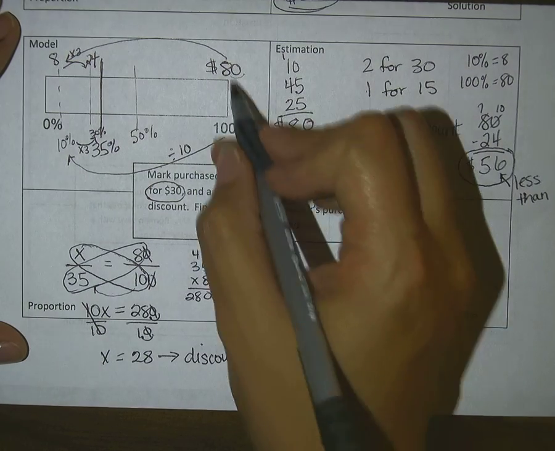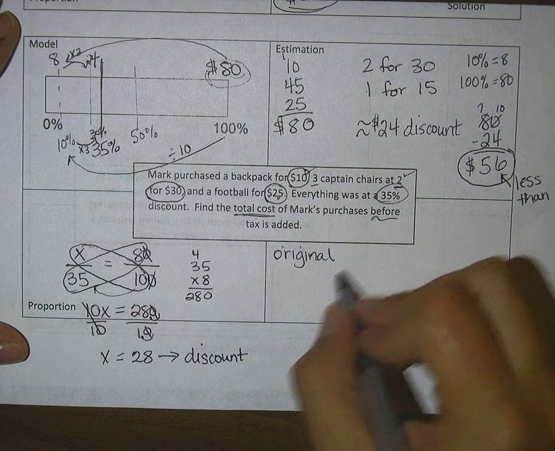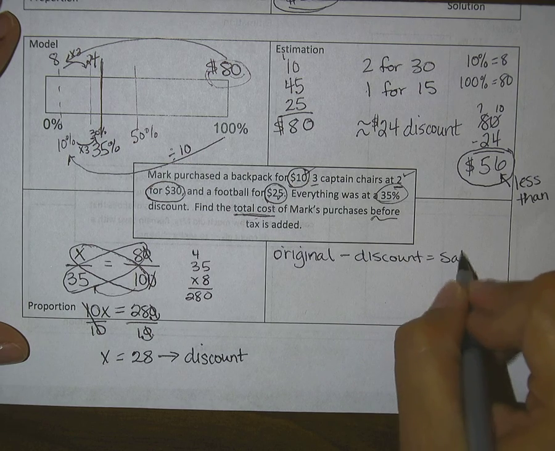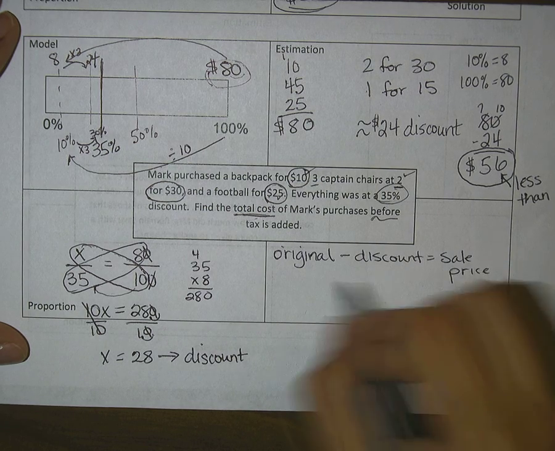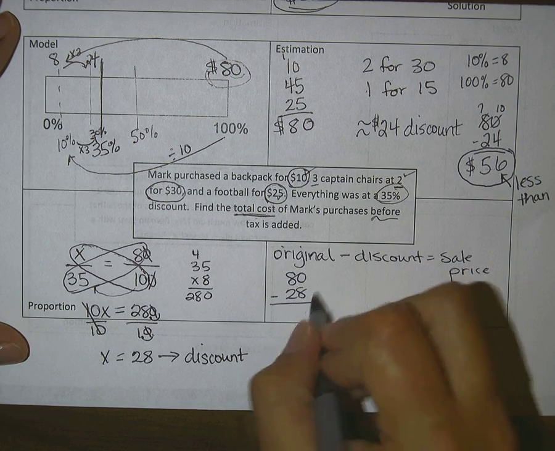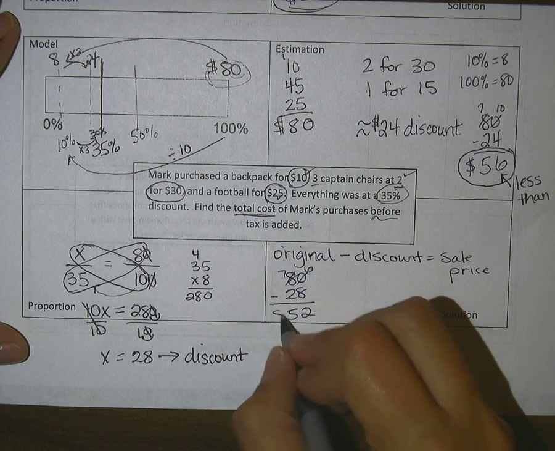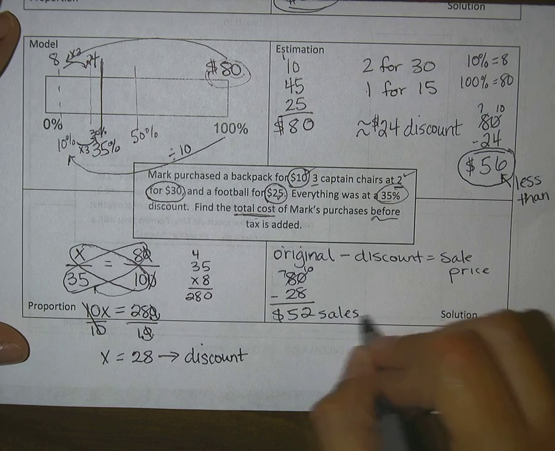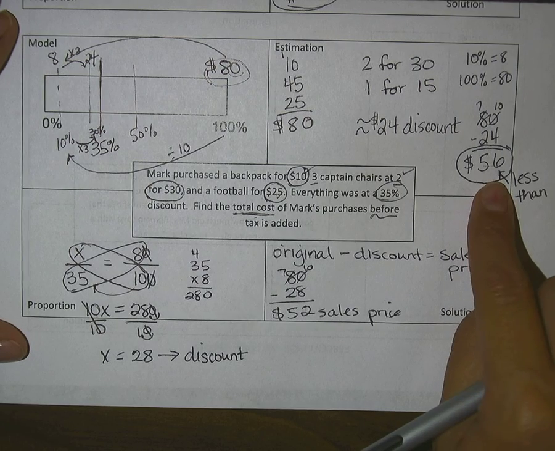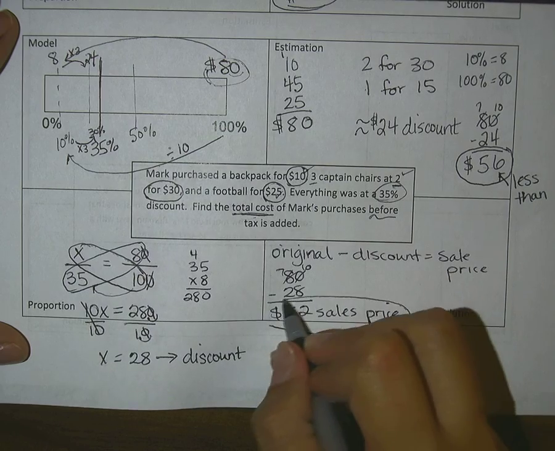The last step is to take my original cost minus my discount. That'll give me my sale price. And I know that we took some notes that say exactly this. So original was 80, discount was 28, subtract that, and $52 is my sale price. Now, to see if that's reasonable, you go back up to what your estimated answer was, and I said it would be less than $56. So that is correct.